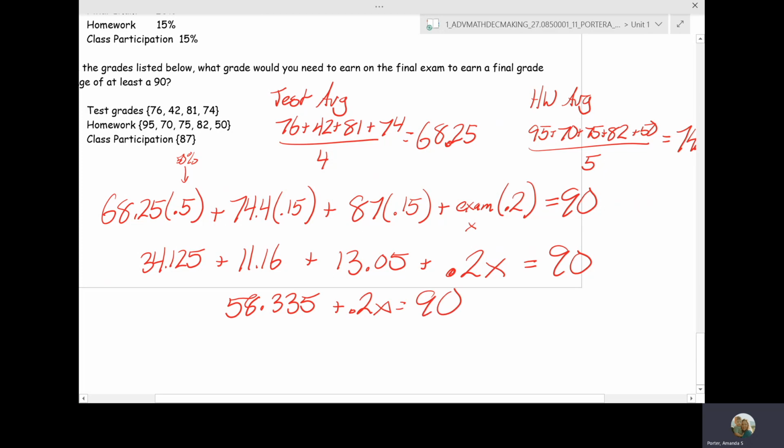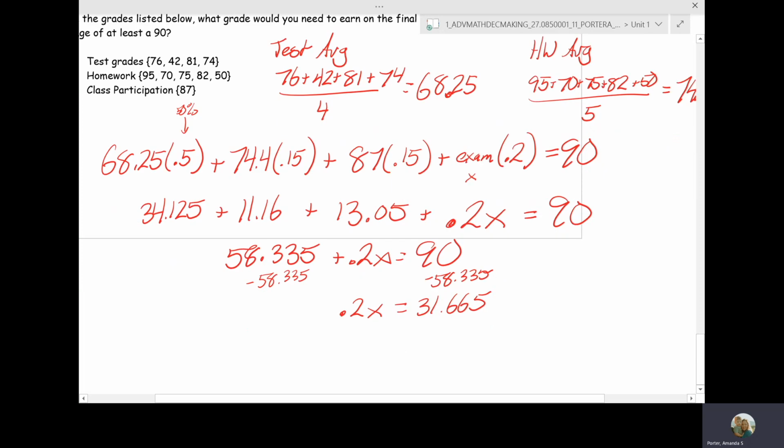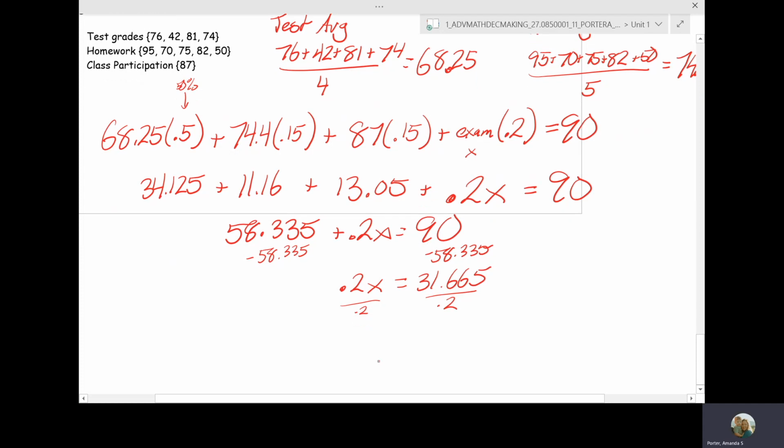This is just an equation that I solve now for x. So subtract the 58.335. So I have 0.2x equals 31.665. And then I divide by 0.2. And I get 158.325, so I would round that up to 159 on the exam, which you probably know is not possible.